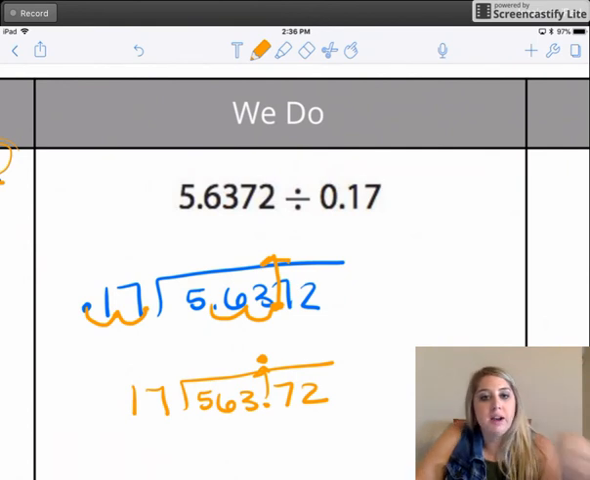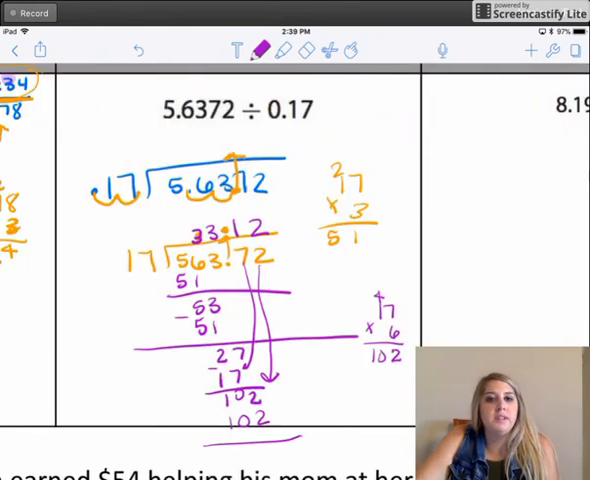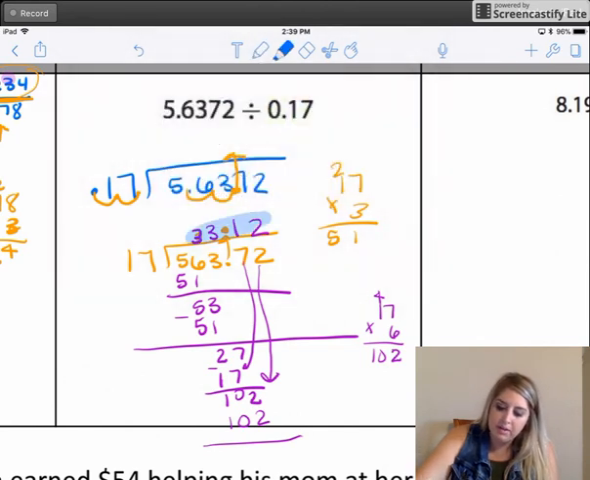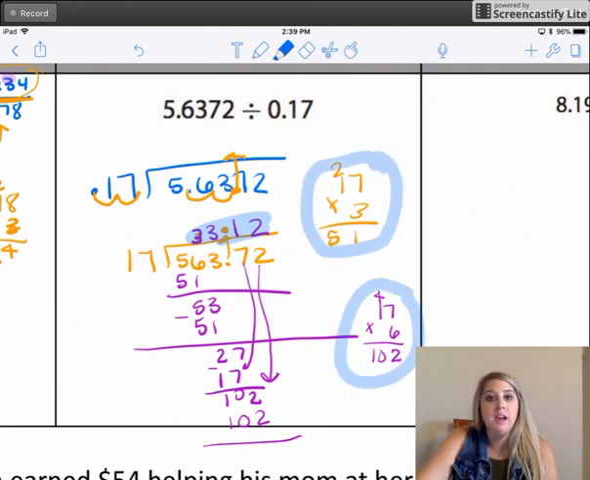All right, I want you to pause the video and try to do this problem, and then we'll come back together and check. All right, this one did take me a little bit of extra work, but I found out that my answer would be 33.12. You can try to follow along. I did have to do some work over here to see how many times 17 could go into some of these bigger numbers that I wasn't sure about.